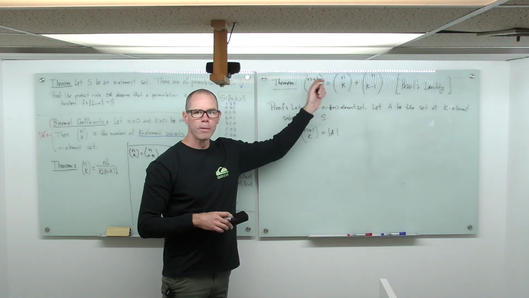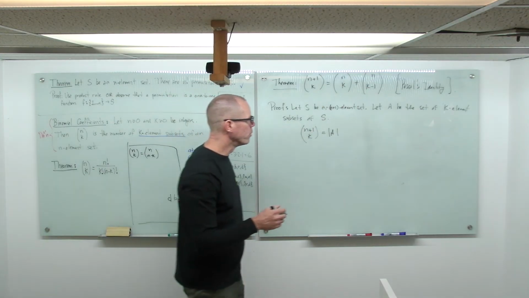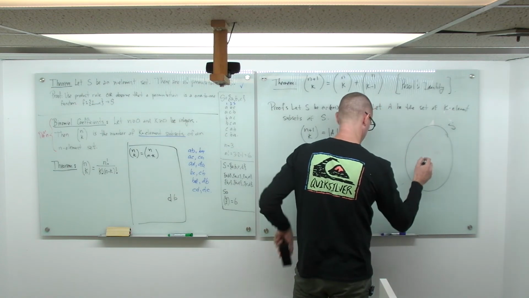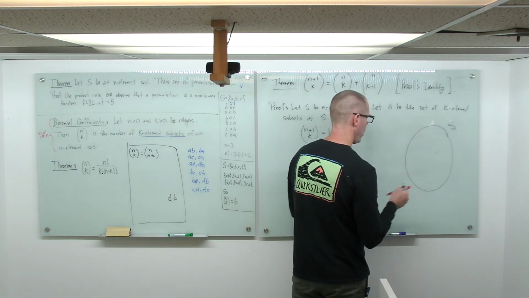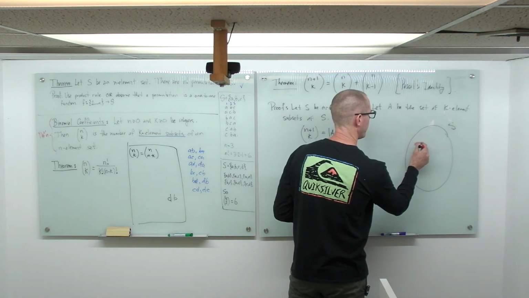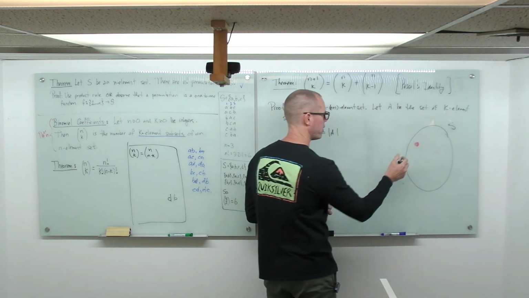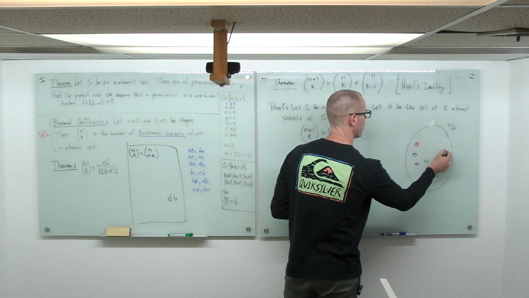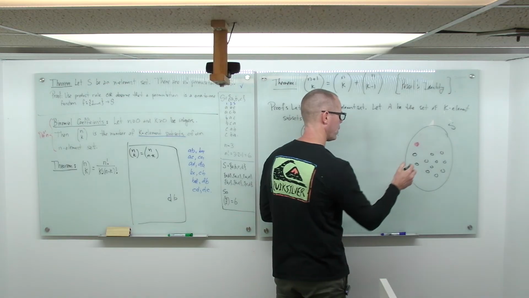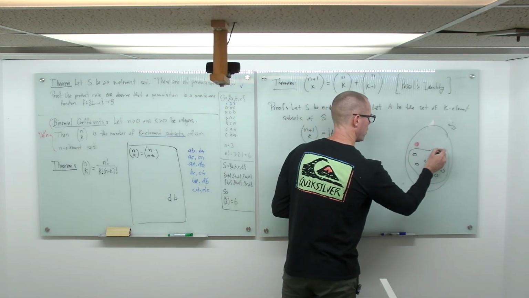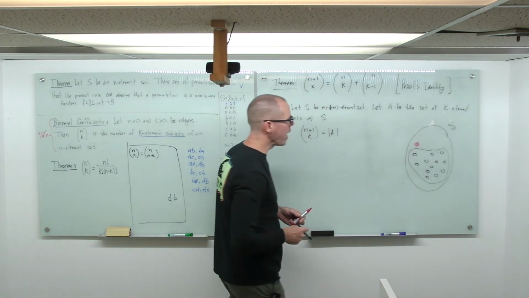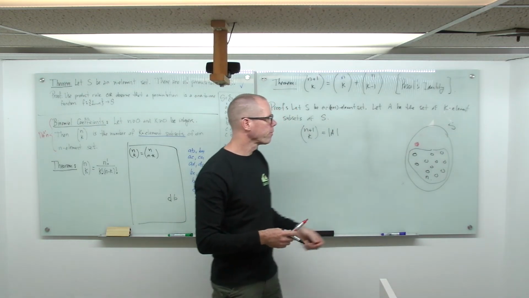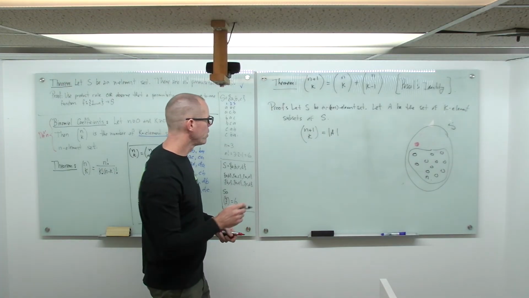Now we want this other side. So here's what we do. We take our set S. We pick one special element in S. So that means there's n other elements, and then there's this one element here.